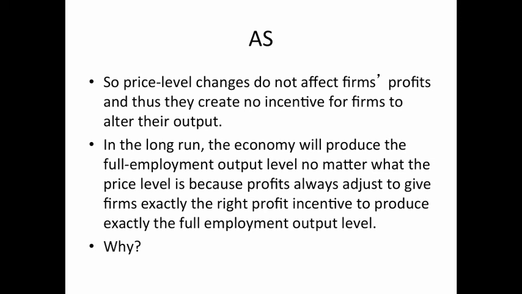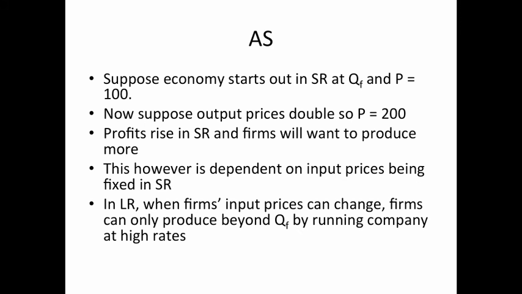So that might be a little confusing. So let's try and explain it with an example. Let's say right now we're going to start out, we're in the short run and we're at full employment. So we're producing the full employment level of output, and the price level right now is 100. Okay, what would happen if the prices of outputs, so the firm's output prices, doubles? So now the price doubles to 200.